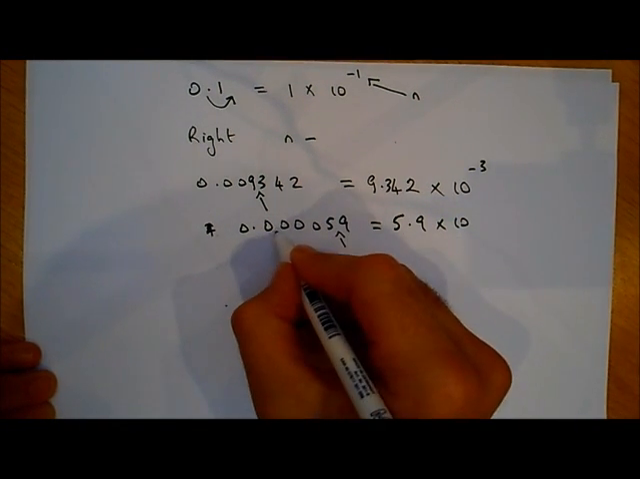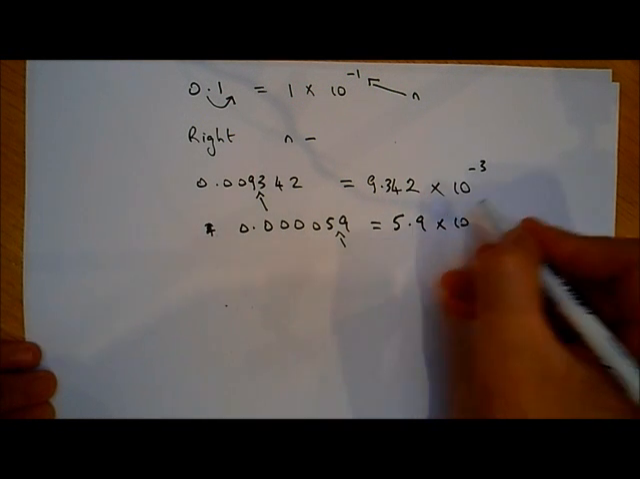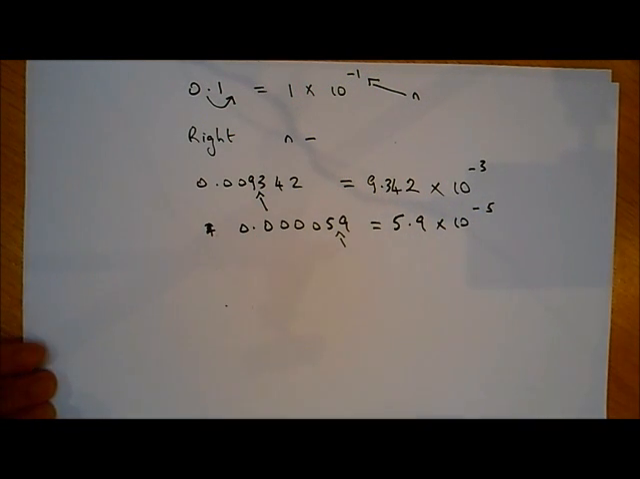So it's by, isn't it, 5? 1, 2, 3, 4, yep, 5 spaces to the right. So 10 to the power of minus 5 this time. And that's how scientific notation works.